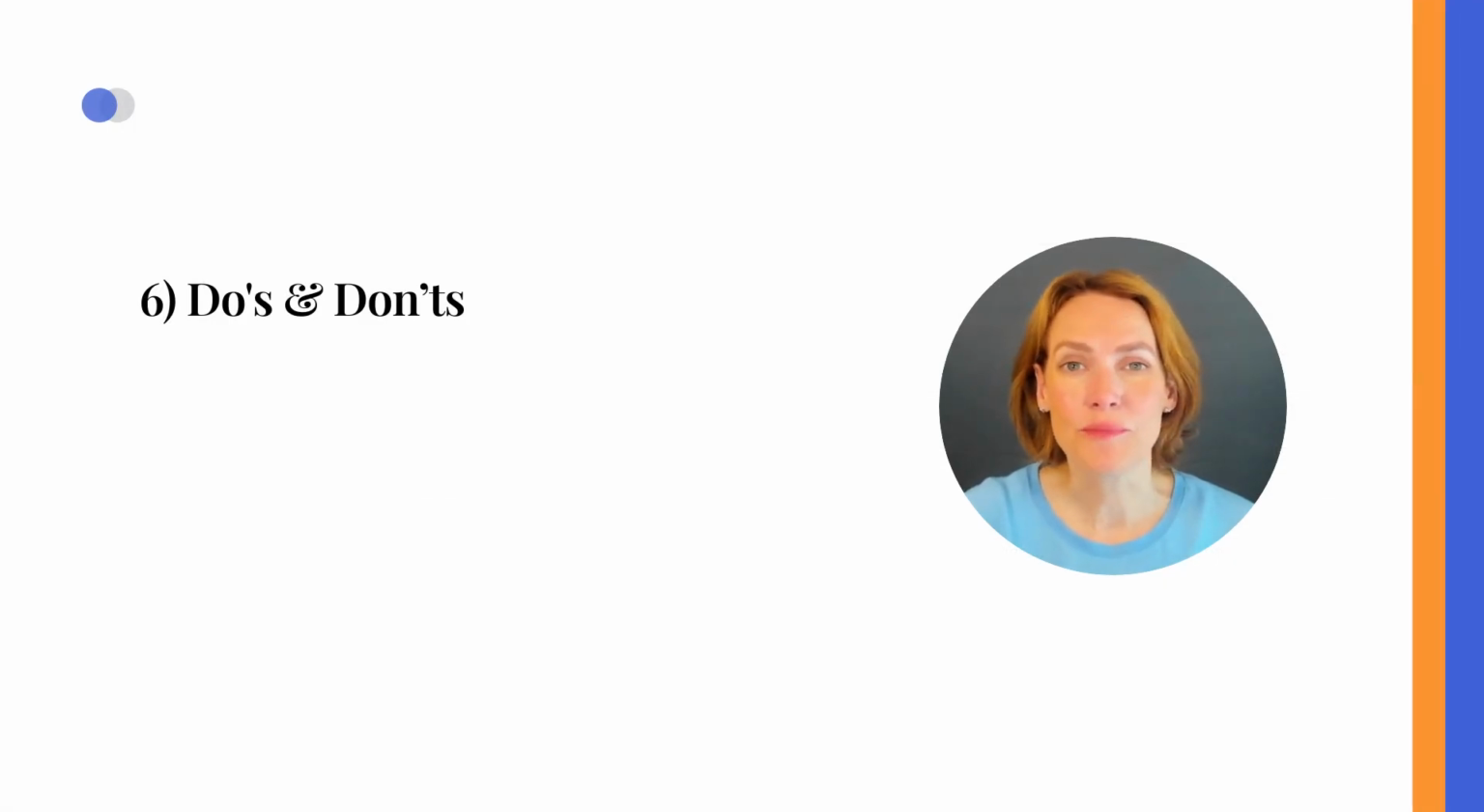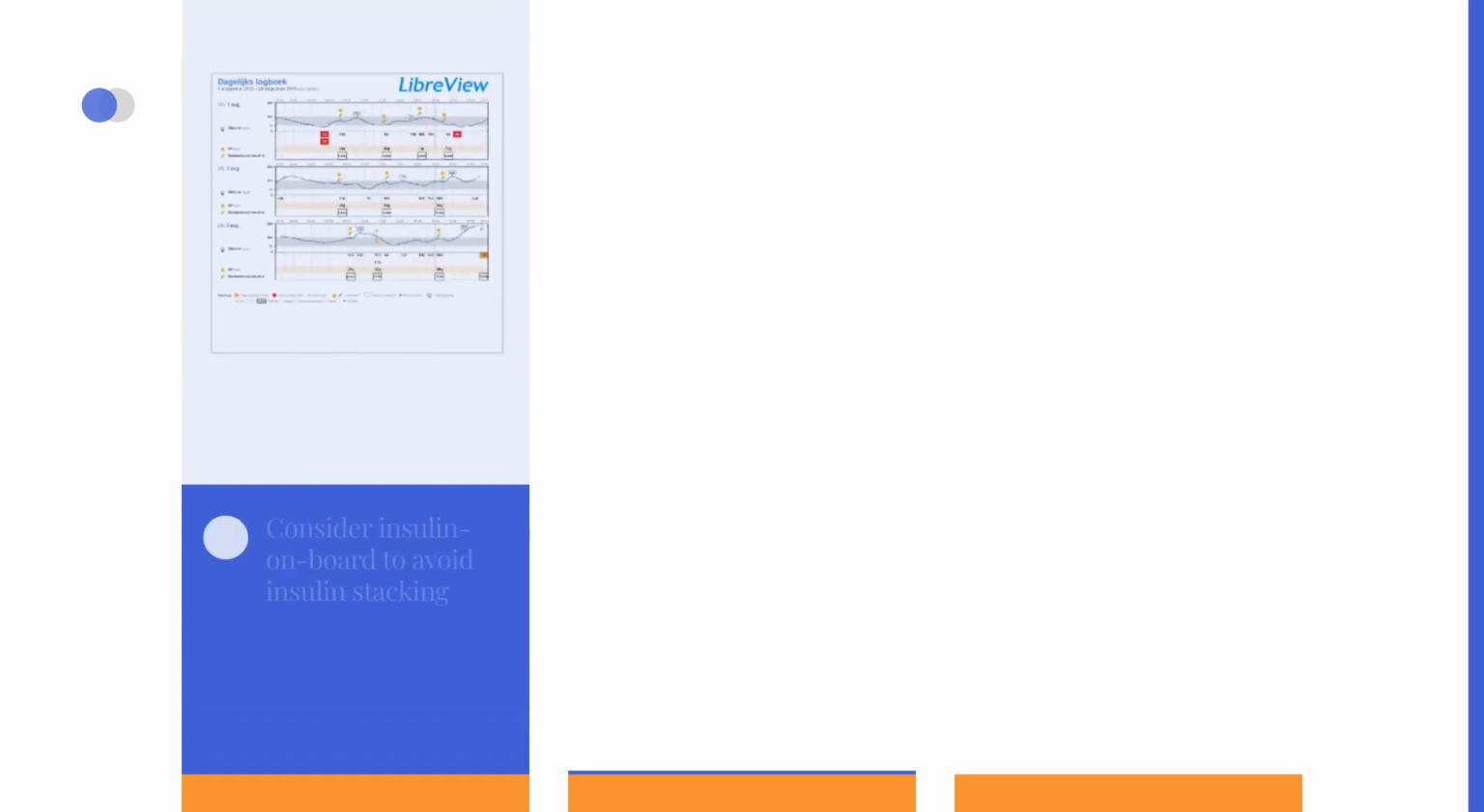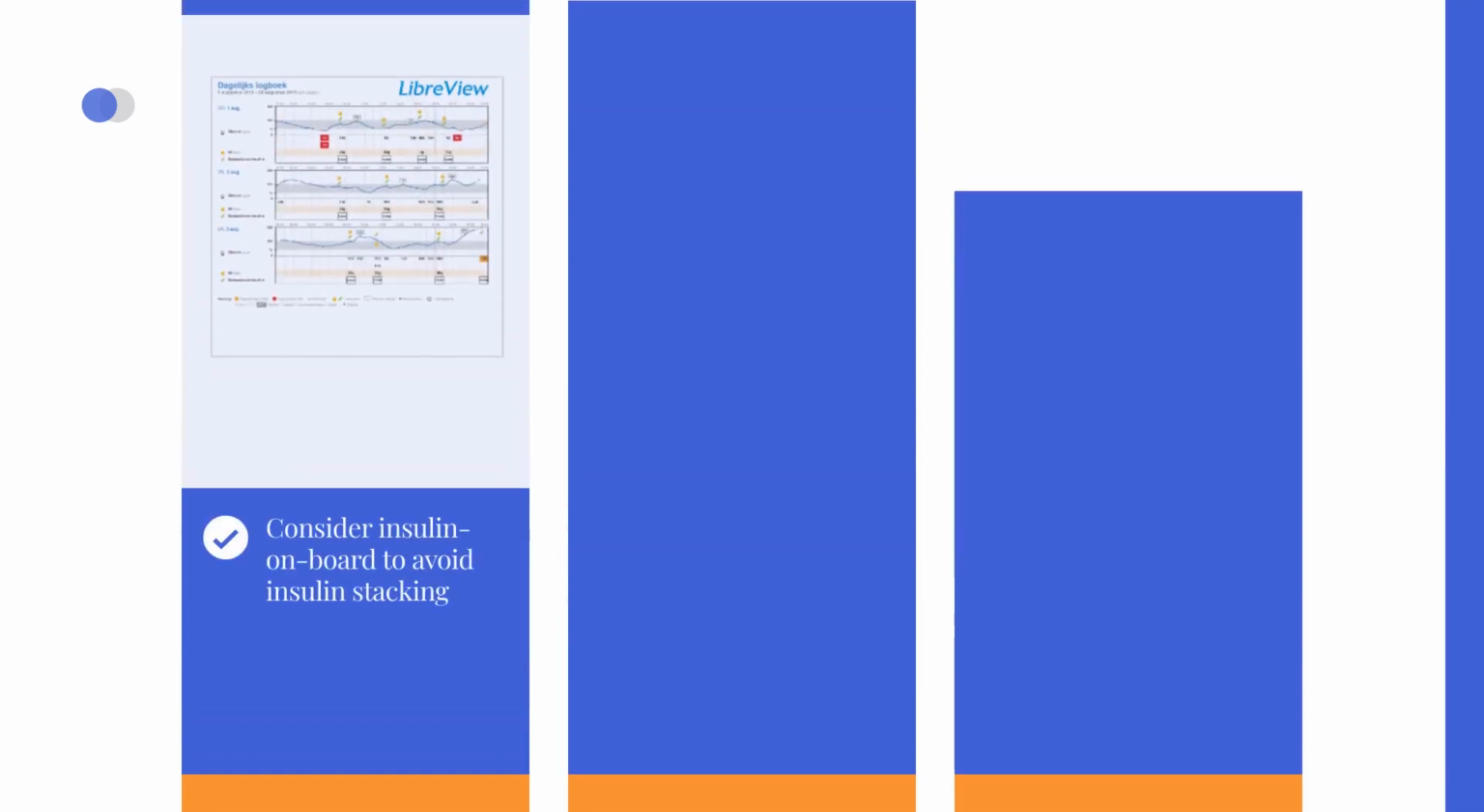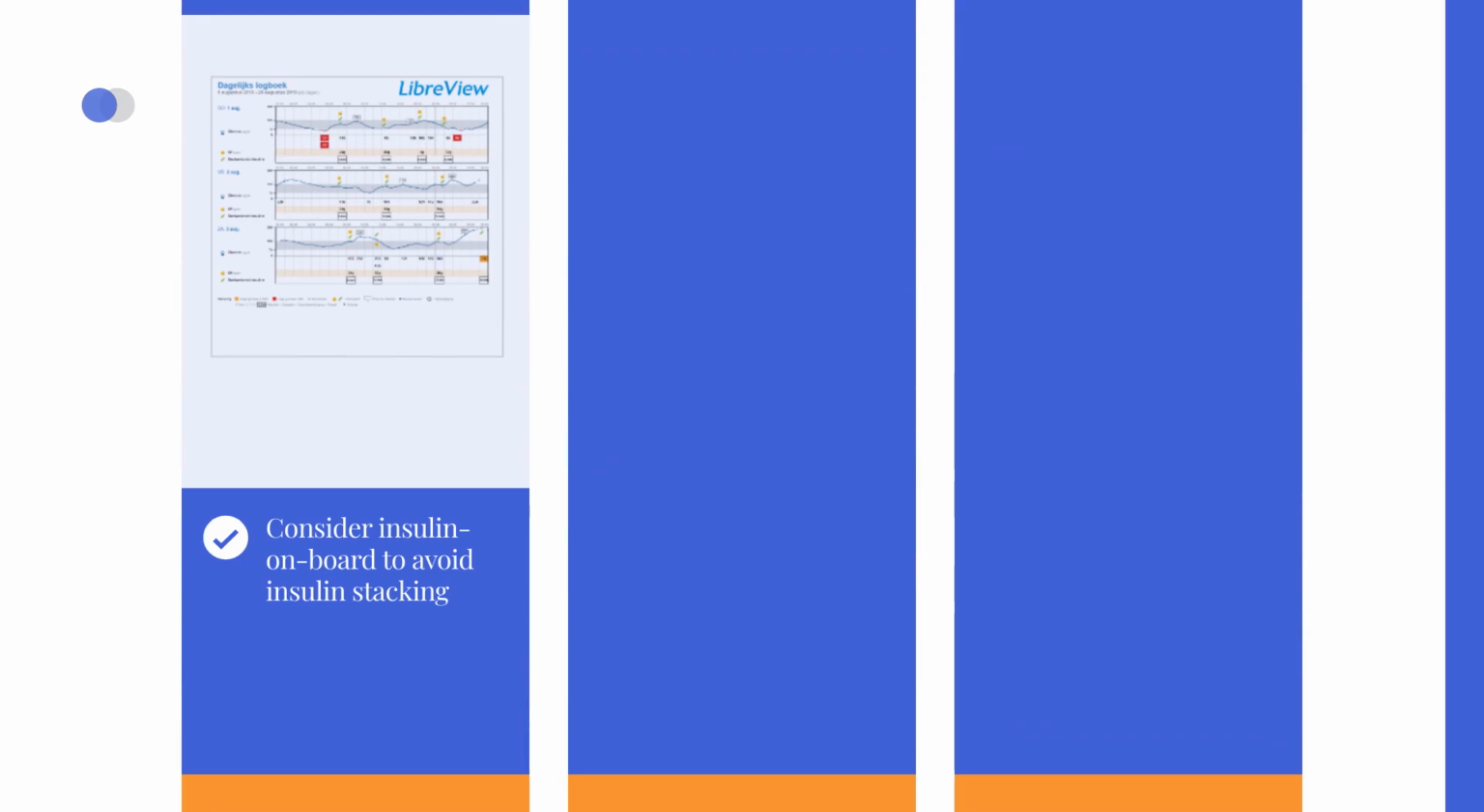6. Do's and don'ts. Many individuals, when they first start using a sensor, are alarmed by the spikes in sensor glucose following a meal. They might feel inclined to administer a corrective bolus of insulin immediately. It's crucial to remember, however, that there is still active insulin working in the body after the meal, and administering extra insulin too hastily can result in insulin stacking, an undesirable scenario that can lead to severe hypoglycemia.